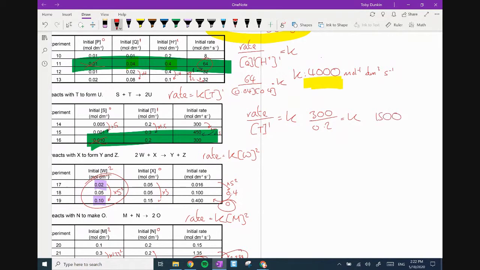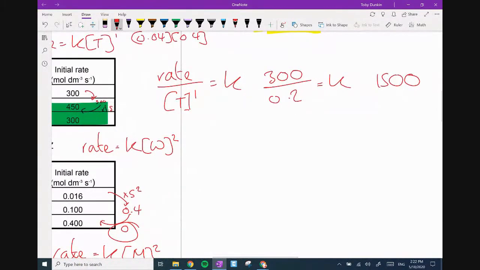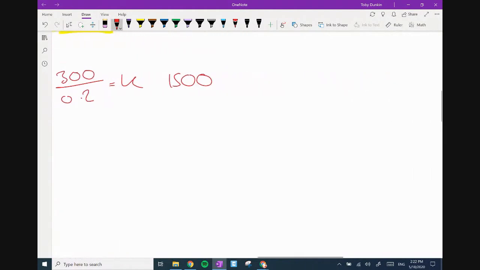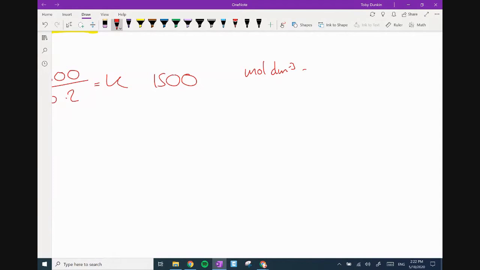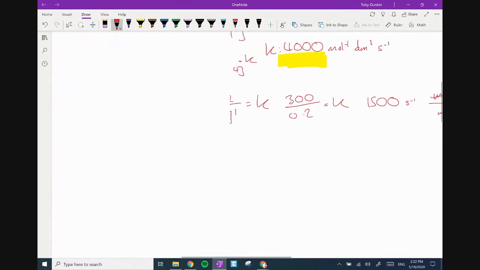1,500. The rate units are moles per dm cubed per second. T is just moles per dm cubed, and it cancels with the top one. So the units are just s to the minus 1. Tick it if you got it.